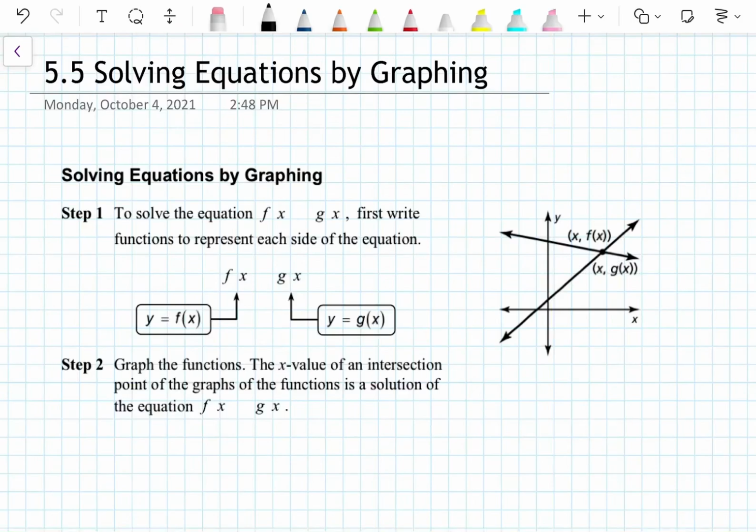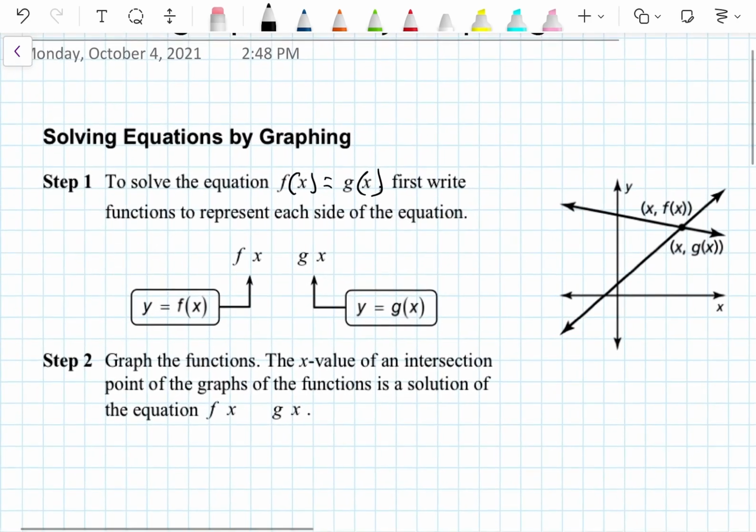All right, 5.5, solving equations by graphing. This one's kind of like what we did in, I think it was section 1, where we solved the graph, but it's going to be just a little bit different. To solve the equation f of x equals g of x, we're going to write the equations like f of x equals g of x, and then we can graph them separately and solve.